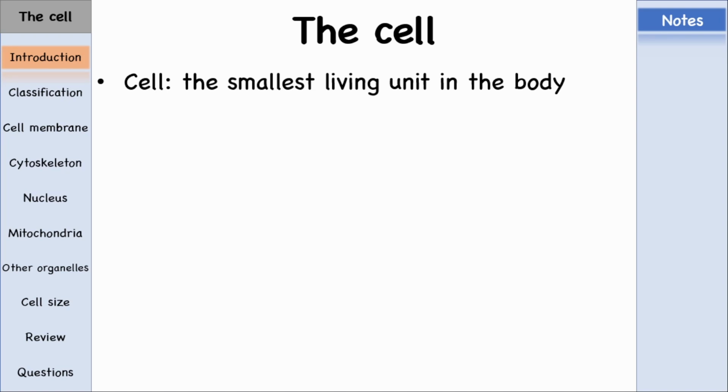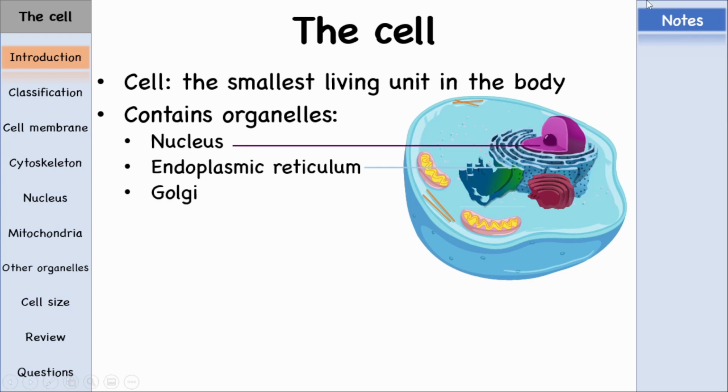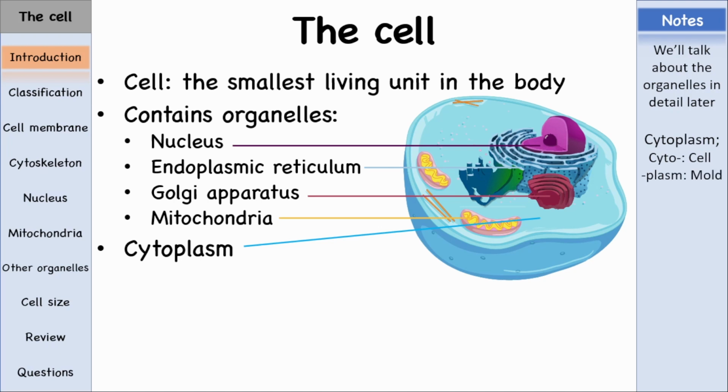The cell. The cell is the smallest living unit in the body, and the body is composed of billions of small cells. Each cell contains organelles, and the main organelles are the nucleus, the endoplasmic reticulum, the Golgi apparatus, and the mitochondria. The space inside the cell is the cytoplasm. Substances can move inside the cytoplasm. They don't fly, but they swim in the cytosol, the fluid that makes the cytoplasm, which is the fluid that fills the cell.